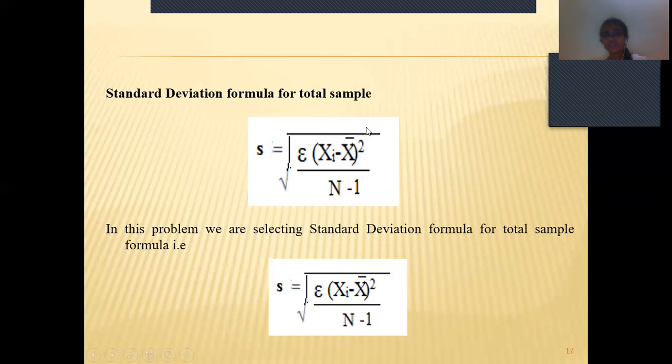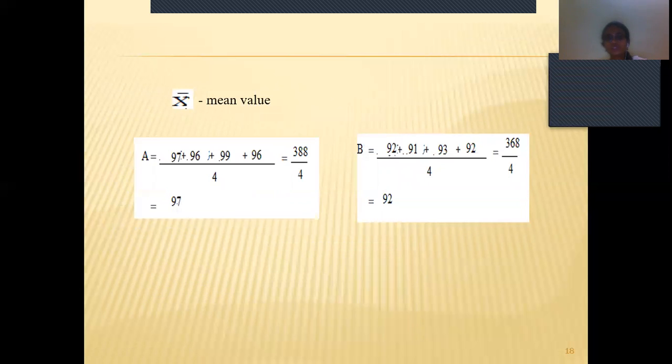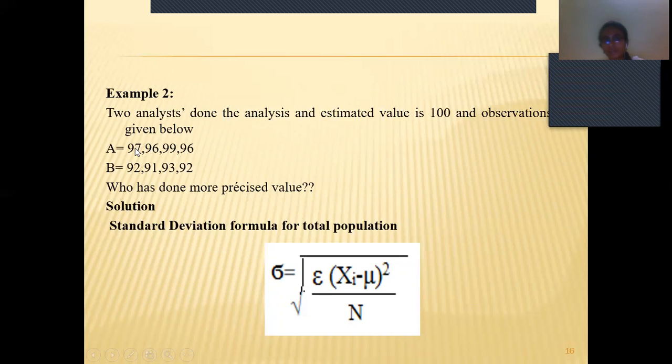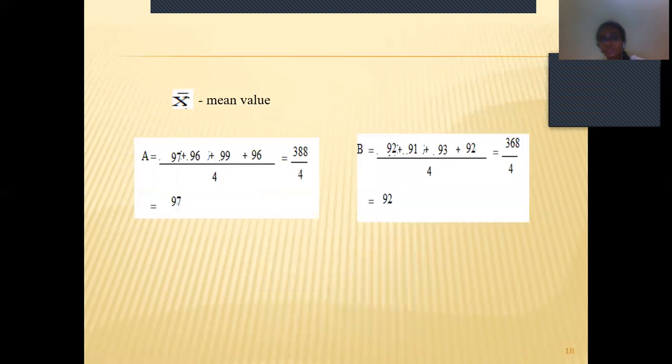So this is the formula we have to select for this sample, only some sample, not for the total sample. If we take the mean value, whatever values he got, that is 97, 96, 99 and 96, these values have to be averaged. Mean means nothing but the 4 values should be averaged. So for these 4 values we do the average, and person A got 97 and person B got 92.